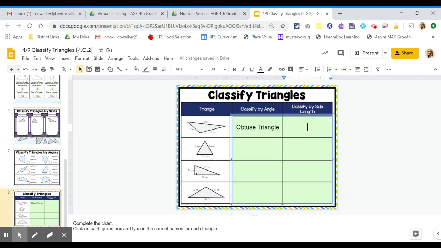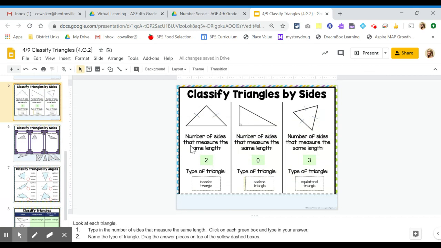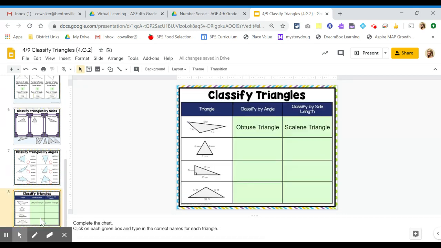And over here, we're classifying it by the length of the sides. So how many of these sides are equal? I've got 10 inches, 7 inches, and 4 inches. So are any of those sides equal to each other? No. So that means it's a scalene triangle. And if you couldn't remember that, you can go back up here and you can see in the middle, it says if there's no sides that measure the same length, it is a scalene triangle.